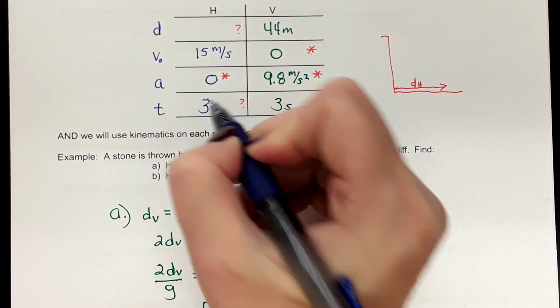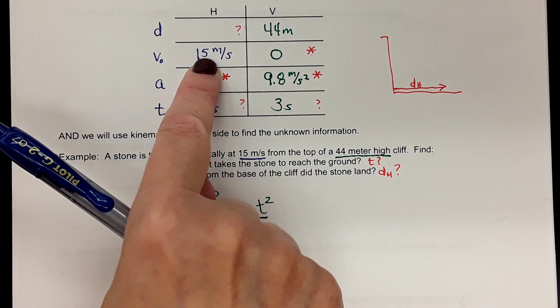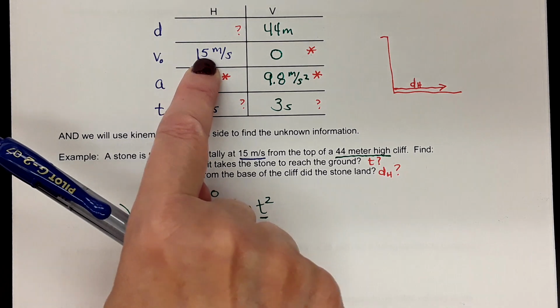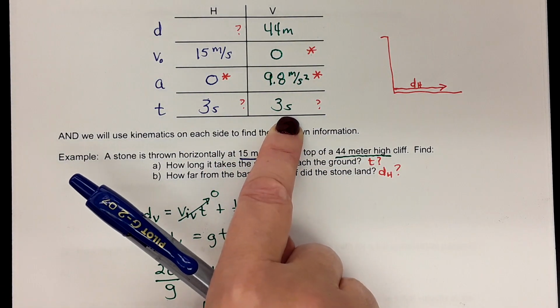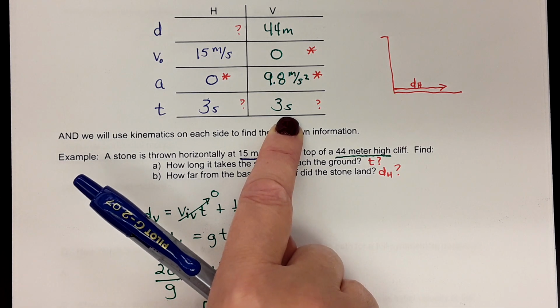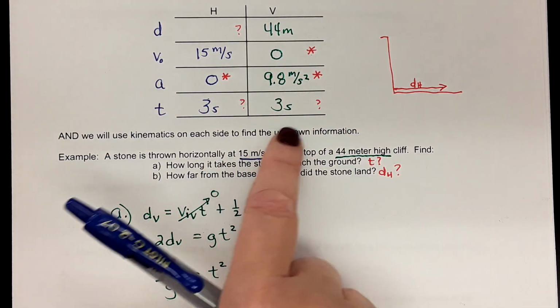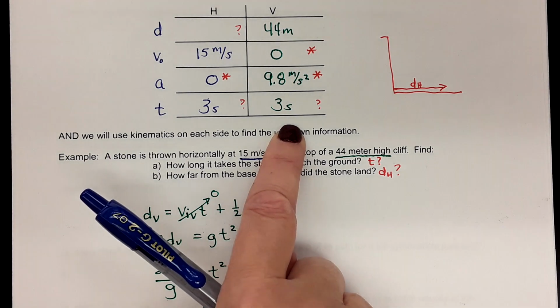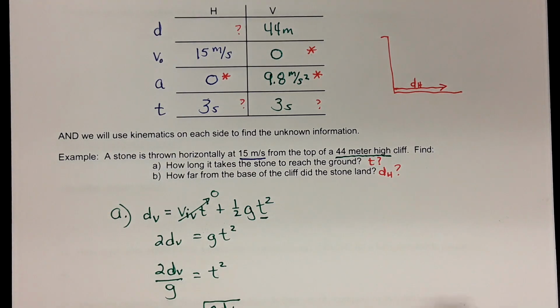And guess what? That's the same time it has to travel outward at 15 meters per second. Okay? Basically, vertical motion controls the hang time. Because once an object falls and hits the ground, all the motion stops. Both halves, the vertical and the horizontal, they both stop. So basically, vertical motion controls the time. And in that time, it will also travel outward.